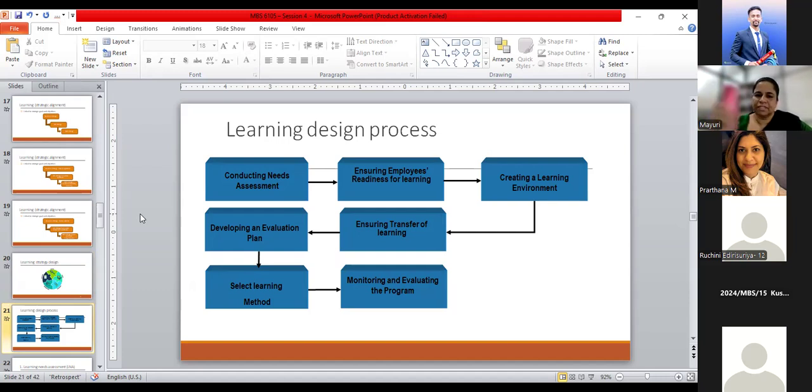Seven, ma'am. There are 7. And yes, there are 7 steps. This is called the 7-step model of learning and development. Right? Thank you, Amali. හරි.